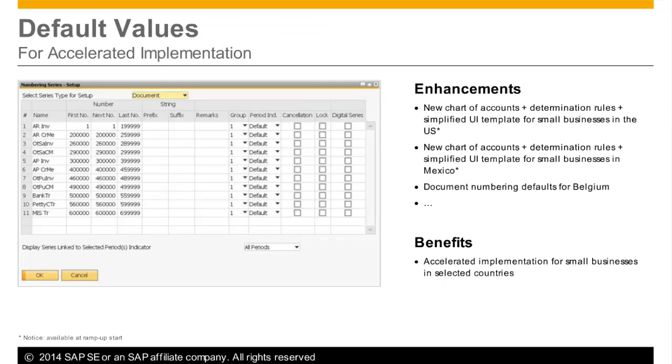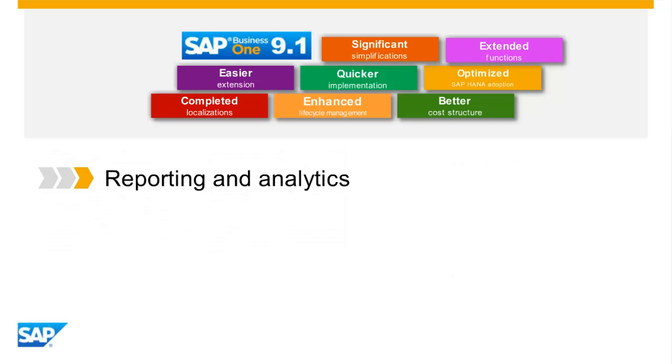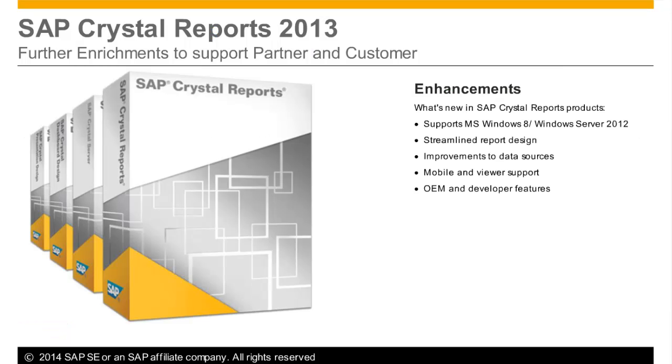A lot of additional localized content shipment has been added to 9.1. A lot of them are aimed to accelerate the implementation for small businesses in selected countries. For example, you can implement a simplified chart of accounts for small businesses, including proper determination rules. Reporting and analysis. In SAP Business One 9.1, the standard for printing and reporting is SAP Crystal Reports 2013. It supports Microsoft Windows 8 and Windows Server 2012 and contains further enrichments to support partner and customer.